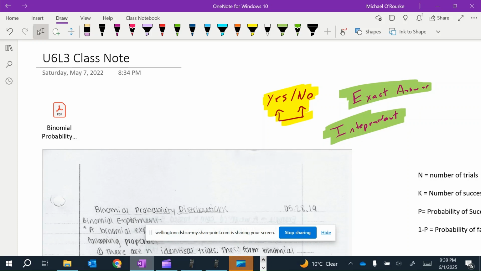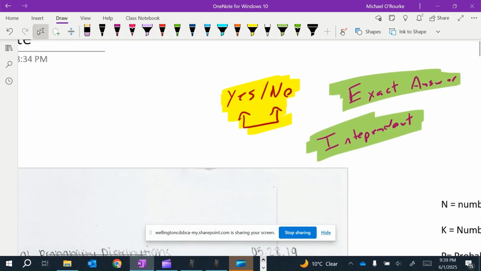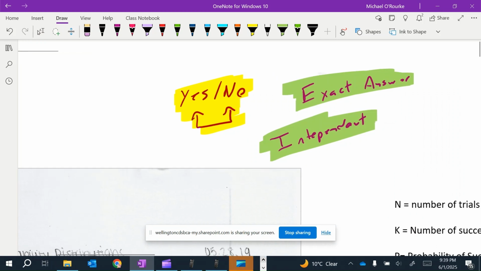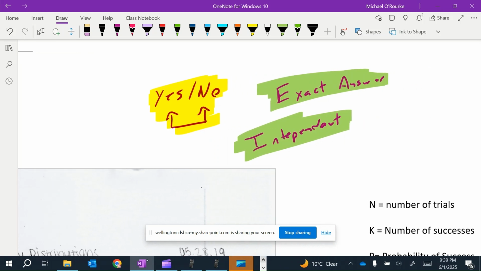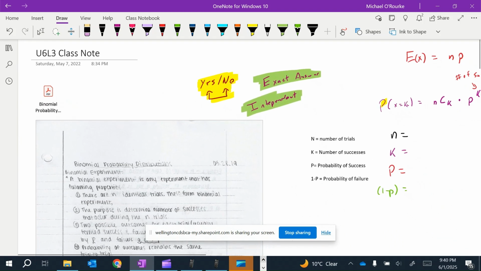Okay, so we're doing binomial probability here. Binomial probability means bi means two, so there's two answers, either yes or no. Now the big thing when you're looking to figure out if you need to do binomial probability is that it's independent and you're looking at an exact number. Those are two things you want to see: it's independent and an exact number.